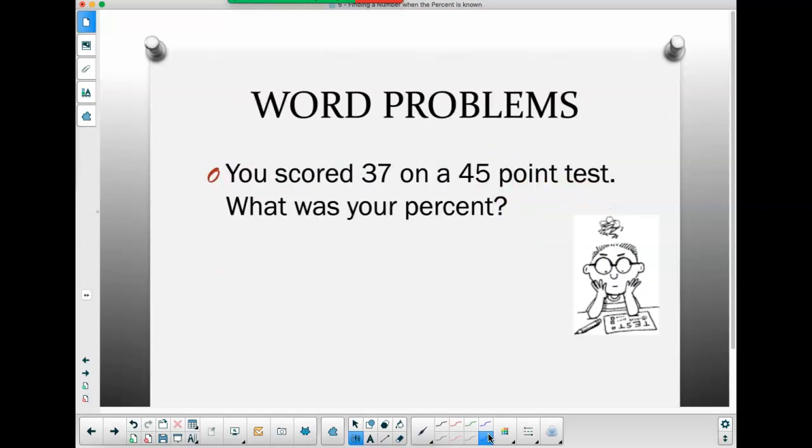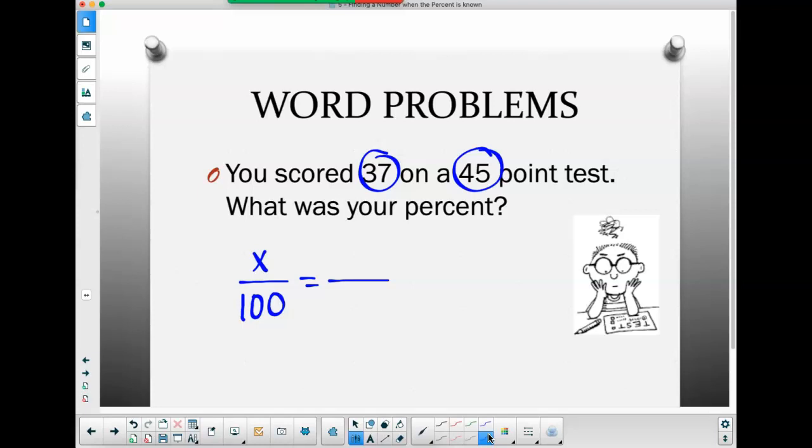So let's look at this. You scored 37 on a 45-point test. What was your percent? Okay? No matter what, you guys, all of these problems, I'm going to set them up as a proportion. I know that 100 has to go there. Do we know the percent? No. So that's my x. X over 100. Okay, I have two numbers. I have 37 and I have 45.